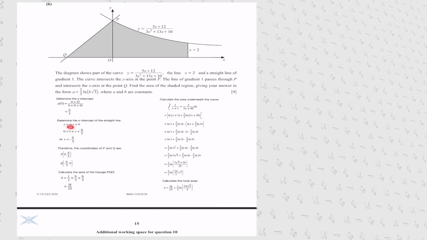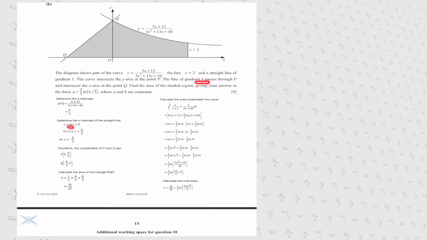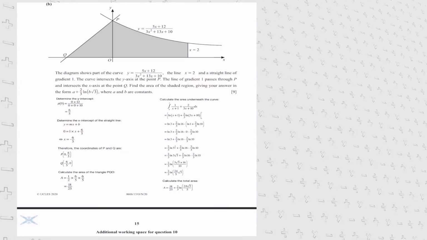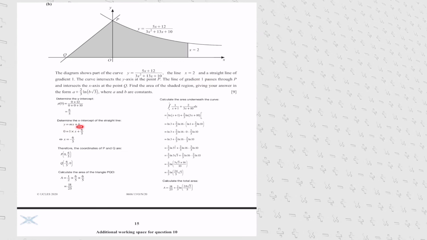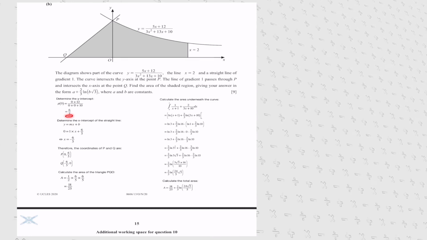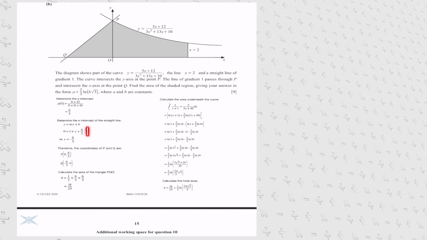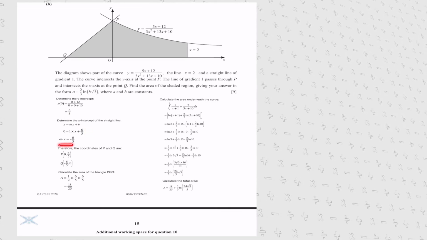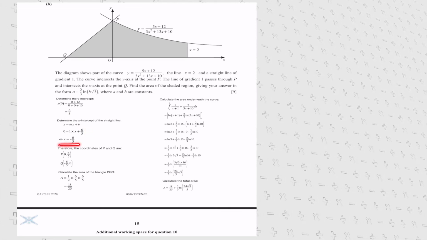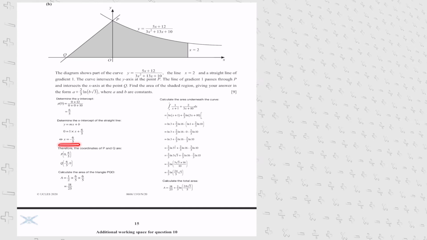M represents the gradient, which according to this exercise is 1, and B represents the y-intercept, which we have just calculated as being located at 6 over 5. From there we simply rearrange this equation for x, and we should arrive at the conclusion that the x-coordinate for Q is negative 6 over 5.